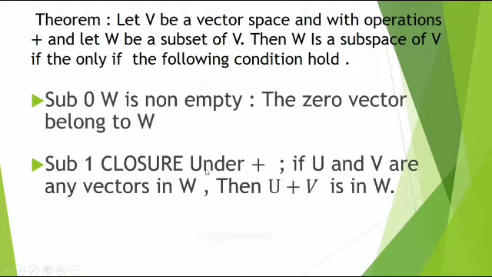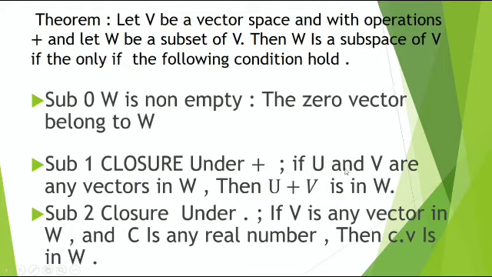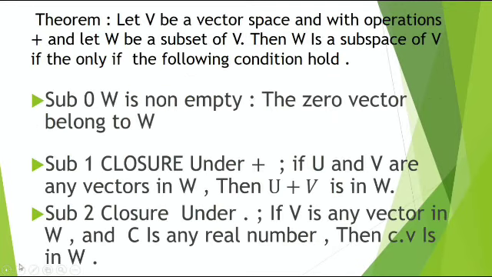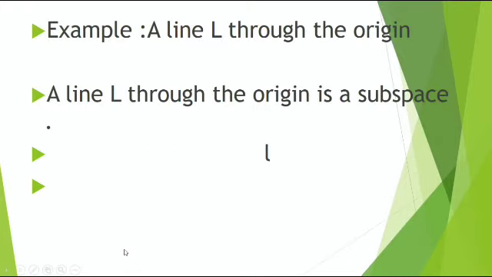Sub 1, closure under addition. If u and v are any vectors in W, then u plus v is in W. Sub 2, closure under multiplication. If v is any vector in W and c is a real number, then c times v is in W. So I have an example of a subspace, a line L through the origin.